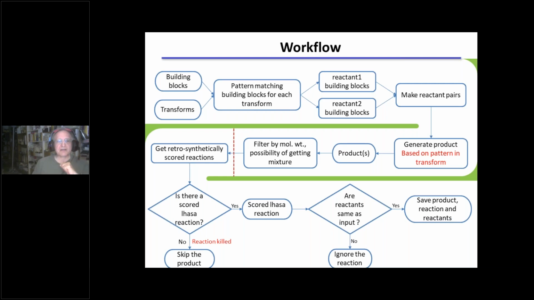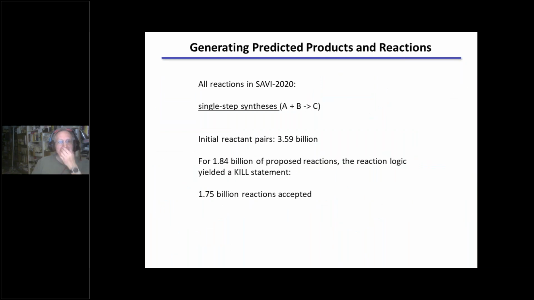You skip the product. And then in a second step, the question is asked, are the reactants that are proposed by that LHASA transform application the same as the input? Because you can have cases where that's not the case. And if that's not the case, then you say, well, this is not what we wanted, so we ignore this reaction. We want to have the reaction exactly based on A plus B gives C, the way we wrote it down and tested it here. Okay, and you see that here.